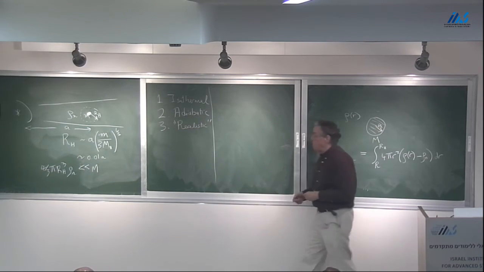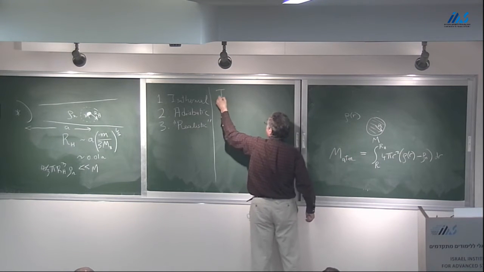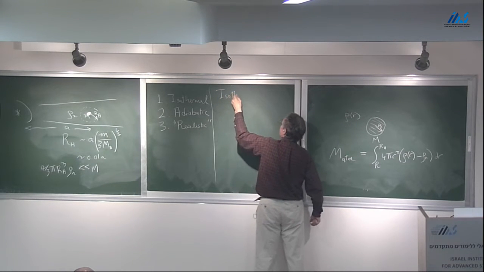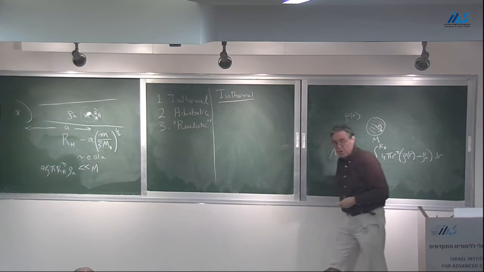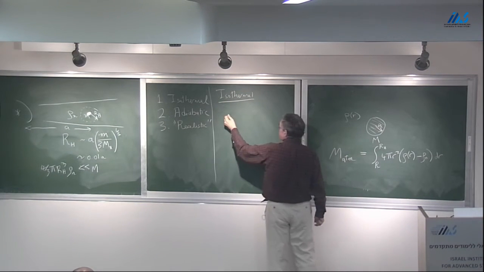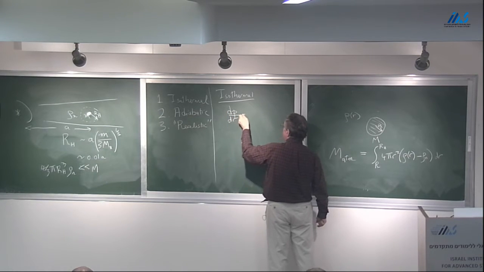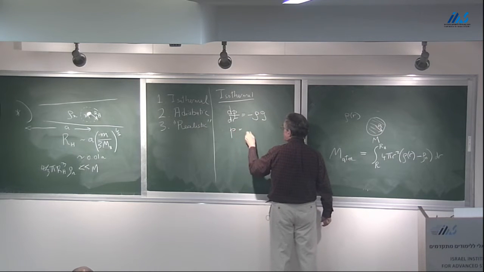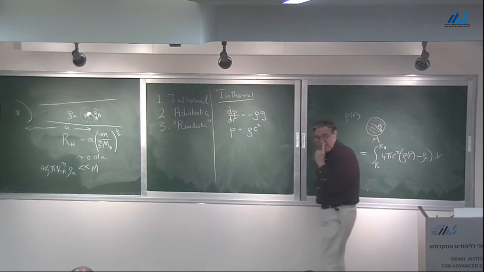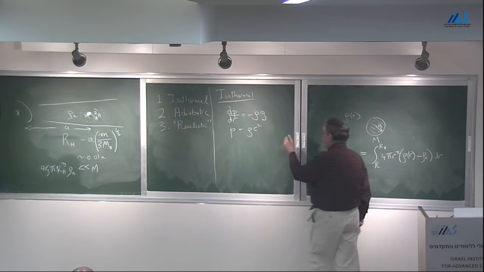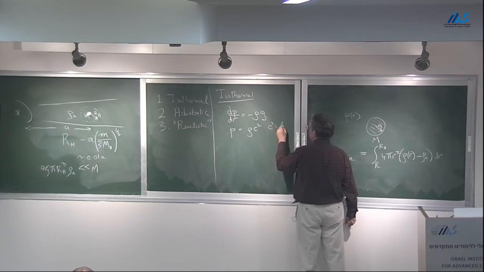So away we go. Number one, isothermal. With the isothermal model, what we are considering is the solution to this equation. dP/dr equals minus rho g. And P, of course, is rho c squared, where c is the isothermal sound speed, and it's a constant.